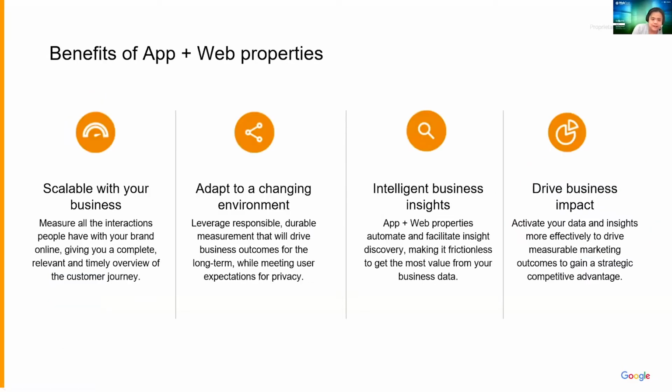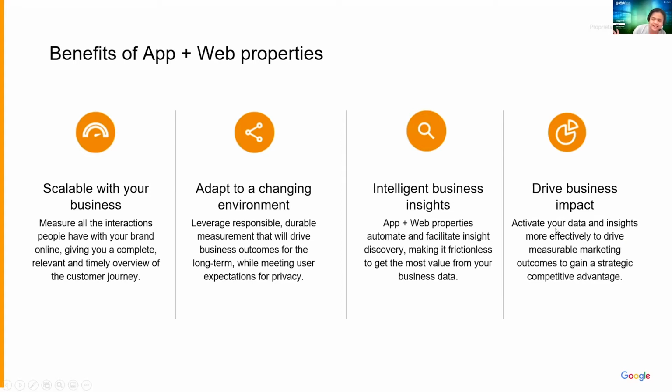And what is the so-called benefit of App+Web properties? They are trying to make it more scalable. One of the complaints on the old GA was that it was not fast enough, and it couldn't match the kind of volumes that some people are looking at. Second thing is, of course, the environment is changing. A lot more privacy things coming into play. They want to introduce more machine learning, and they want to be able to activate your data.